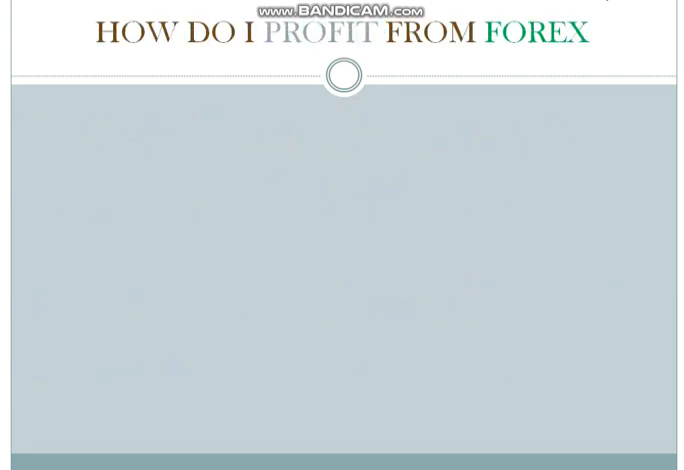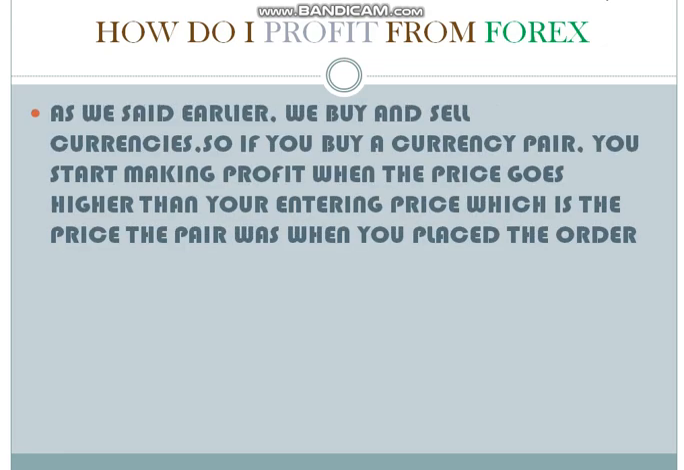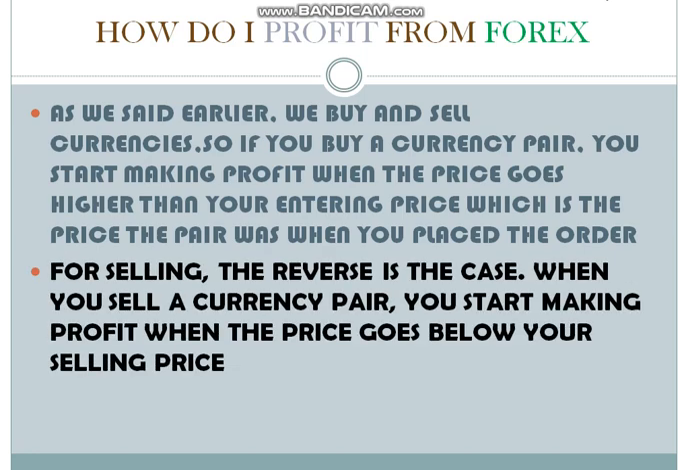How do I profit from Forex? As we said earlier, we buy and sell currencies. So, if you buy a currency pair, you start making profit when the price goes higher than your entry price, which is the price the pair was when you placed the order. For selling, the reverse is the case. When you sell a currency pair, you start making profits when the price goes below your selling price.